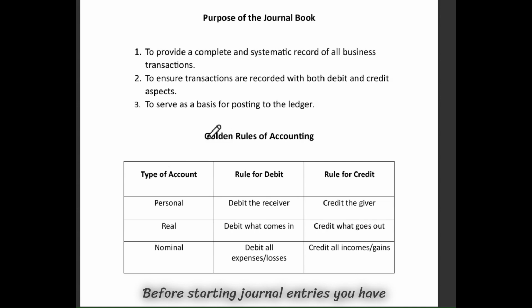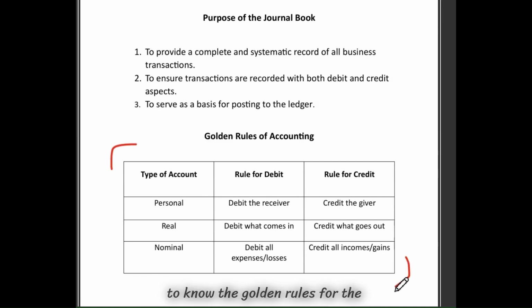Before starting journal entries, you have to know the golden rules for the accounting. There are three types of accounting. One is personal account, another one is real account, another one nominal account. There are certain rules for debit and credit as well.